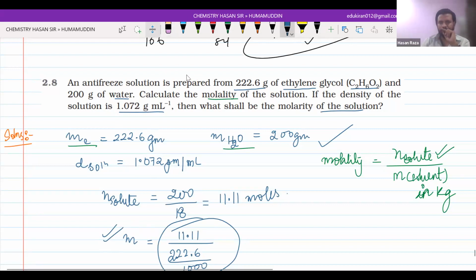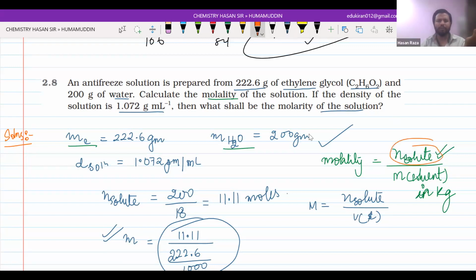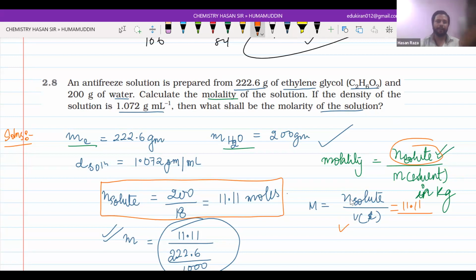Now, what you need to do for molarity, you know that it is number of moles of solute upon volume of solution in liters. So it's very simple, as you have calculated the number of moles of solute, because in this solution the solute is your water, and you have already calculated the number of moles of solute, which is 11.11. Now we need to calculate the volume of solution from the given data. Now density is given. Density is given as 1.072 gram per ml.